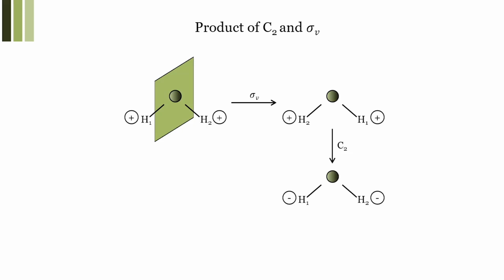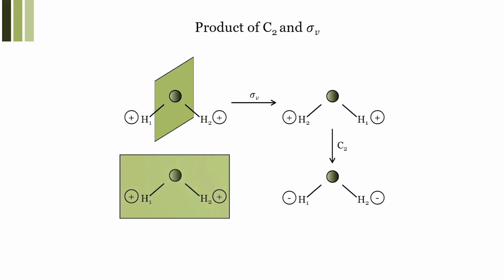So the product of sigma v and C2 can be realized in one step if I use this plane, that is the sigma v dash plane. So using the sigma v dash plane, I get the same thing. So I must say that sigma v followed by C2 is equal to sigma v dash.